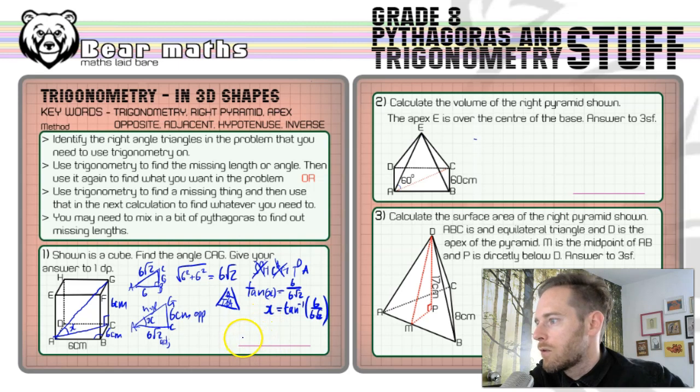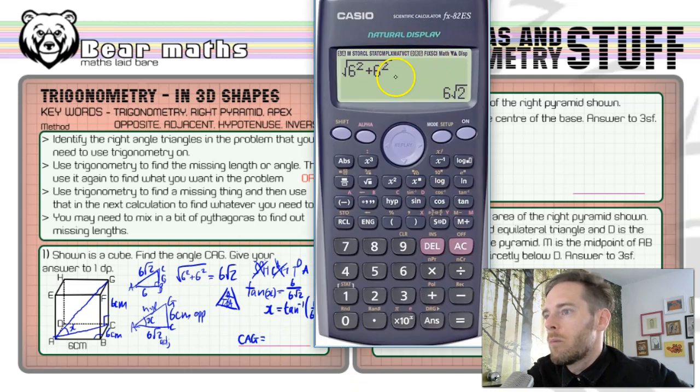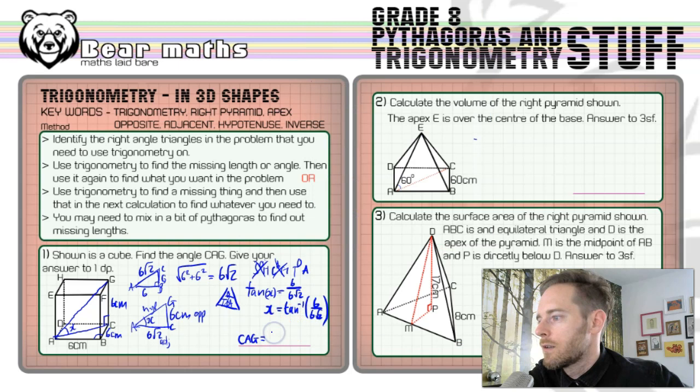So angle CAG equals, let's type it in. Right, shift tan, tan to the minus 1 comes up. Fraction button, 6 over, the answer I had on the screen was 6 root 2, so I'm going to use the answer button, and then 35.26. We want it to one decimal place, so 35.3 degrees.